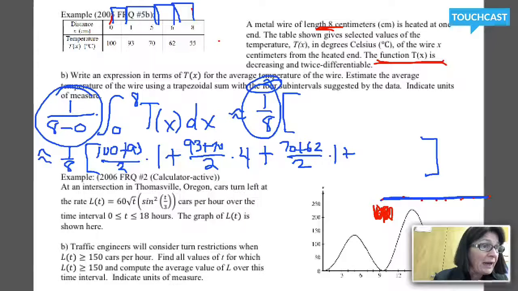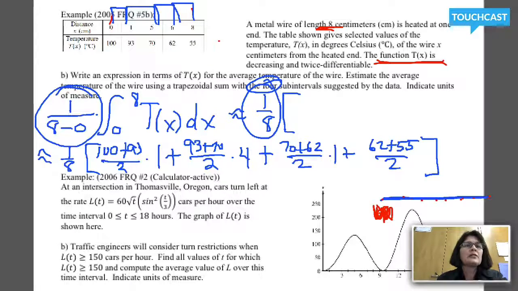Obviously, if you left that 1 out, it doesn't affect the result, so you wouldn't lose any credit. I want to put all the numbers in, so when you look back at this later, you can compare it to where these numbers came from and understand better. And for my 4th trapezoid, I'm going to average the 2 heights. That's 62 plus 55 divided by 2. And the distance across that last trapezoid is the difference between 6 and 8, which is 2.